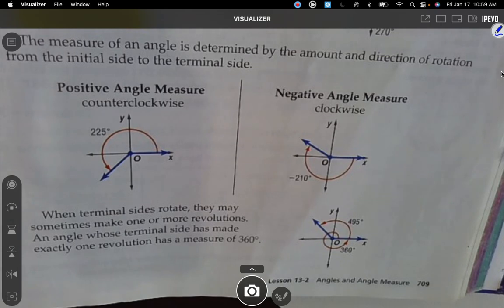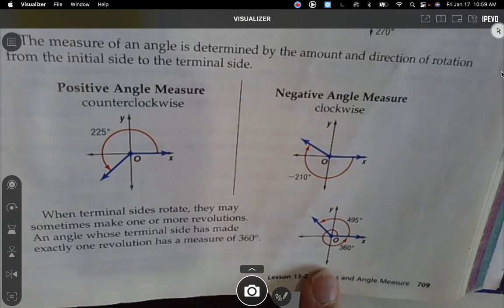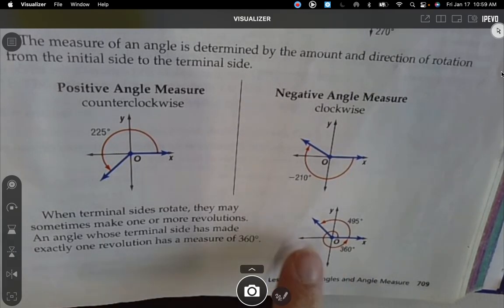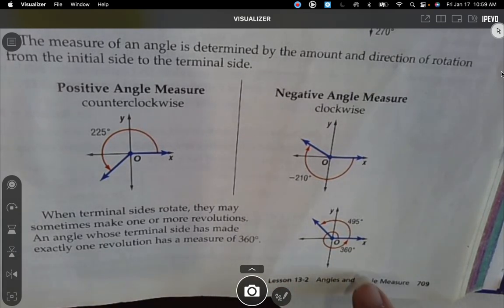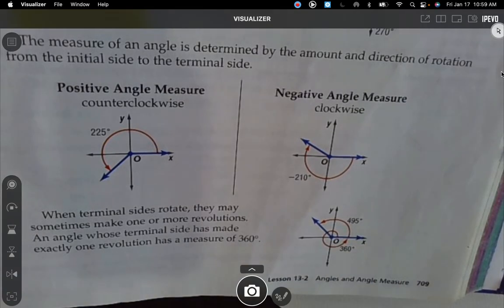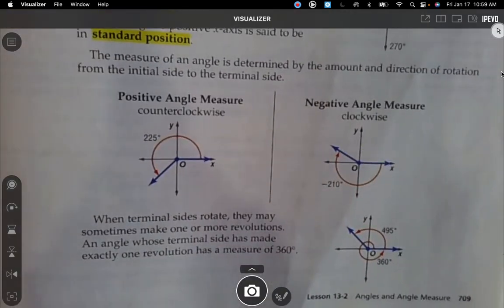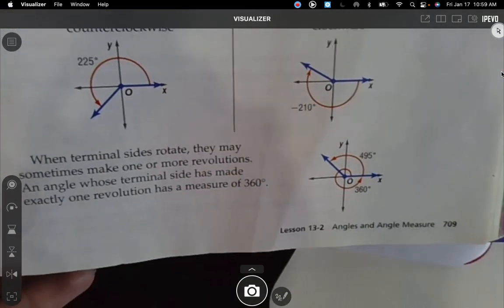So we're going to learn some other things with these, but the first part of today is just drawing these angles. I know it's weird. Okay, the bottom one, it says 495 degrees. I'm about to do some examples. This bottom one, let me zoom in a little bit. Well, that's as good as it's getting.